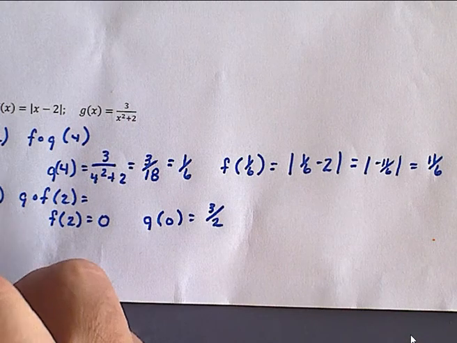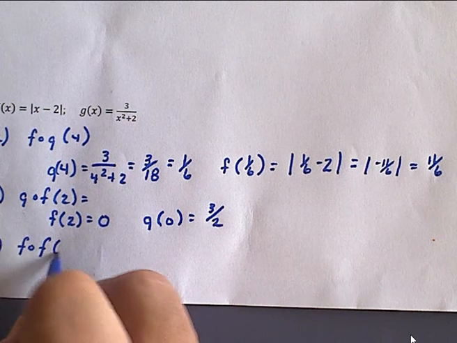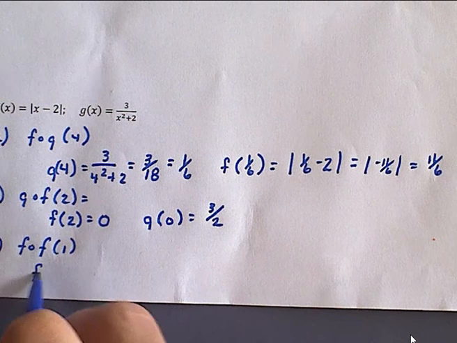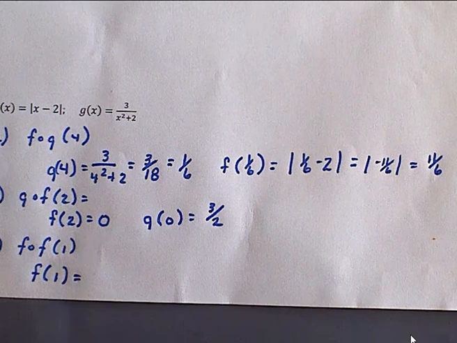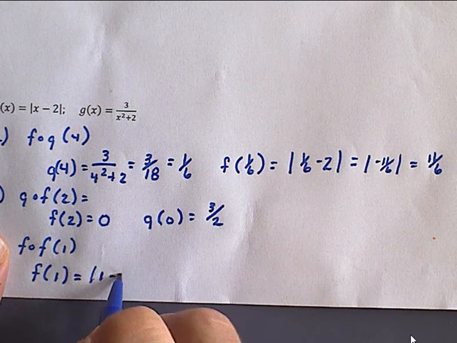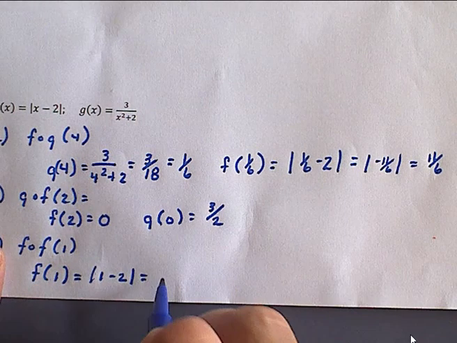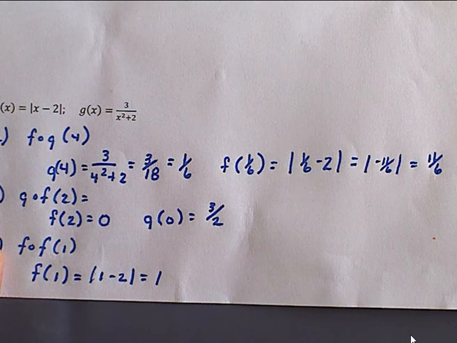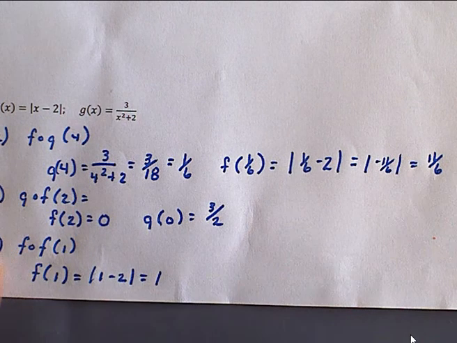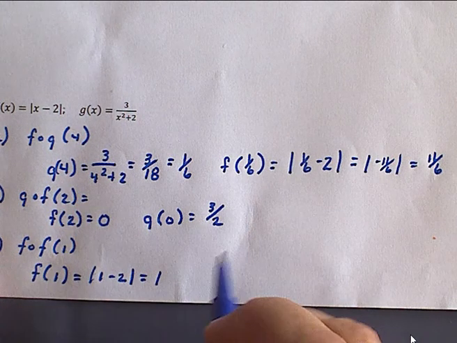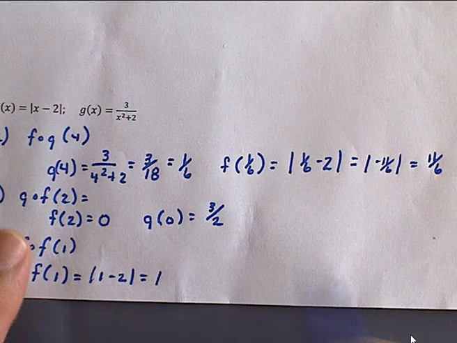Part C, F of 1. So F of 1 becomes the absolute value of 1 minus 2, which is the absolute value of negative 1, which is right back to 1 again. Okay? And then when I take that and plug it in again, the same thing happens. So the answer is going to be, for when you do it that second time, F of 1 is still going to equal 1.